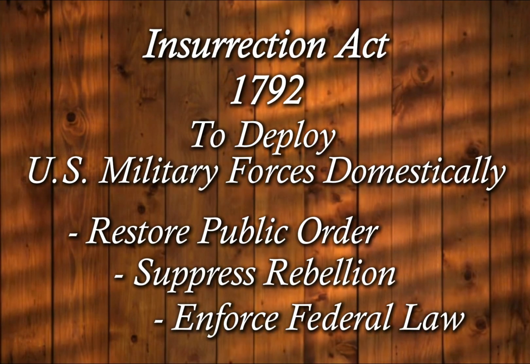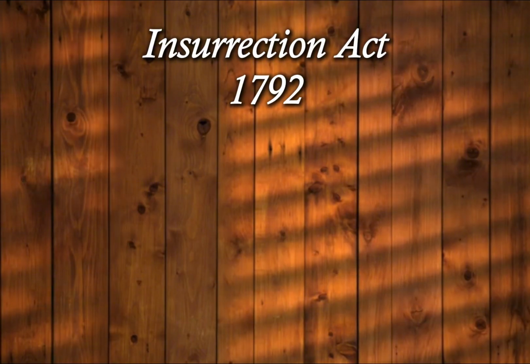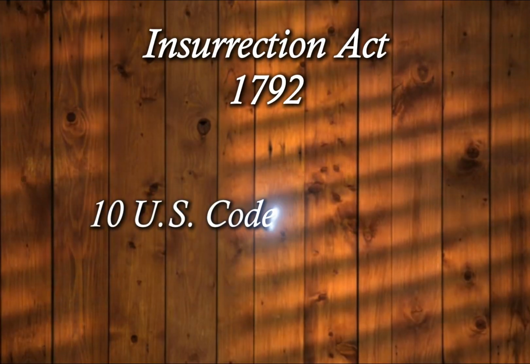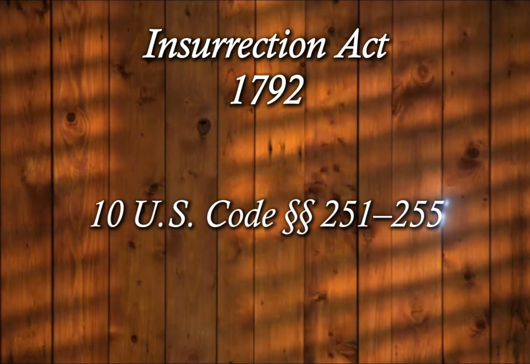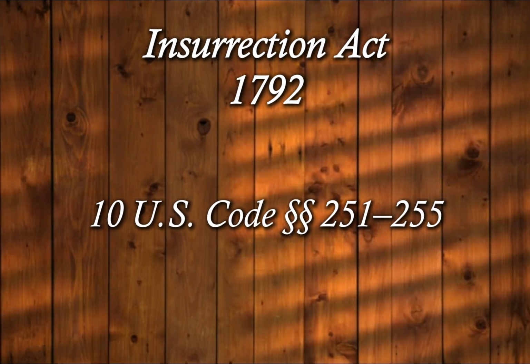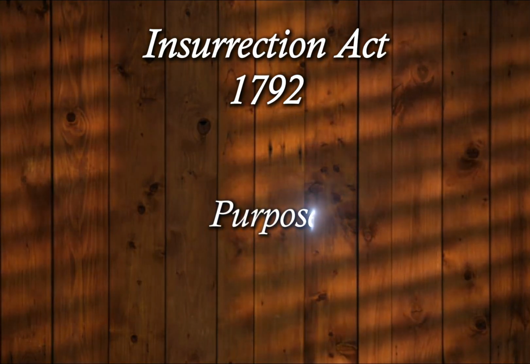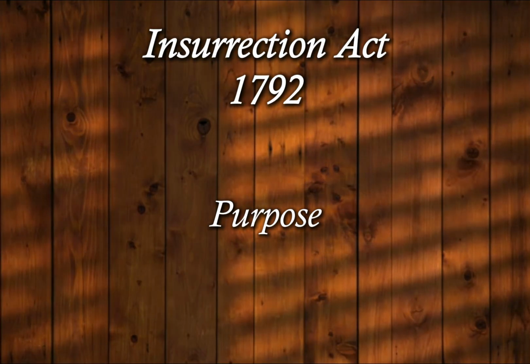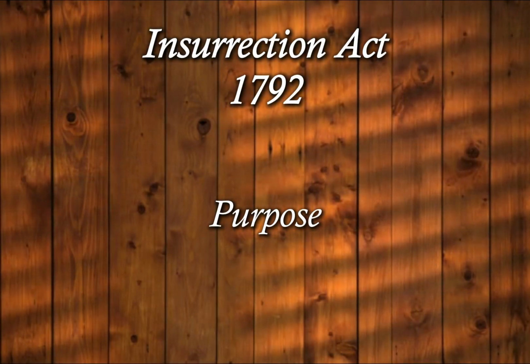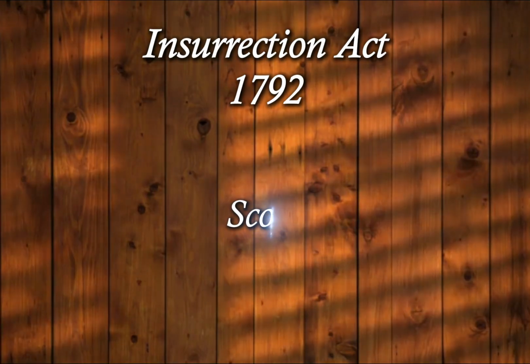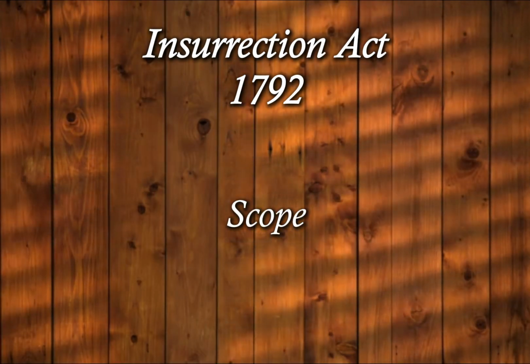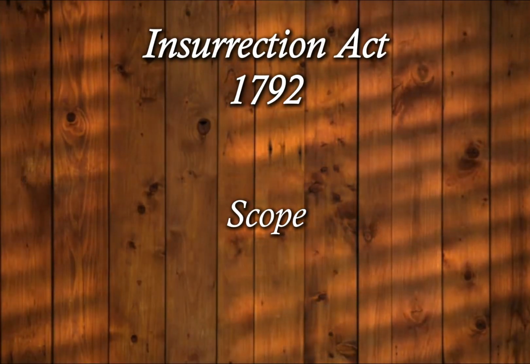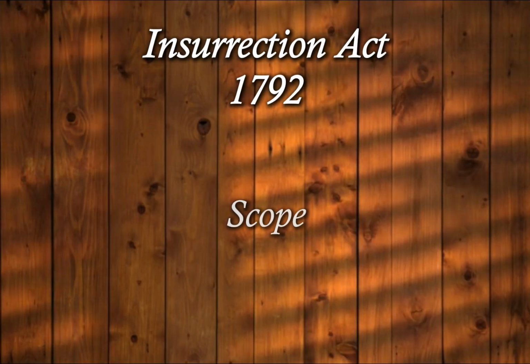Overview of the Insurrection Act. Enacted originally in 1792, revised multiple times. Current version codified mainly in 10 U.S. Code sections 251 to 255. Purpose: to provide legal authority for the President to use military forces, including the federalized National Guard, within the United States under exceptional circumstances. Scope: it is one of the rare exceptions to the Posse Comitatus Act of 1878, which otherwise prohibits the use of federal troops for domestic law enforcement.